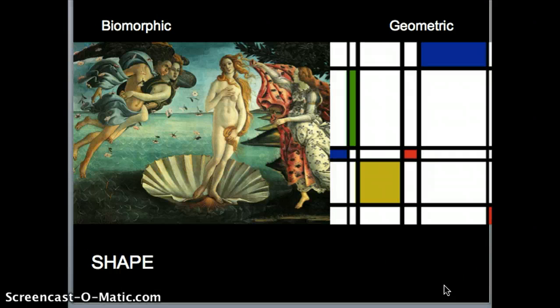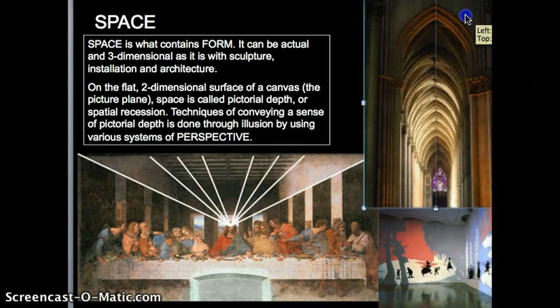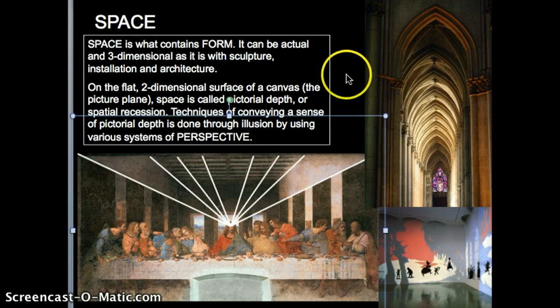Some ways to describe shape, okay? Biomorphic has more natural curvature, so shapes we find in nature and the figure are seen as biomorphic and organic. In contrast to that, we have geometric, which is purely line. It's a little more abstract. Another very important element that I want you to always be asking yourself about is space. Space is what contains form, and it is how the picture plane is set up.